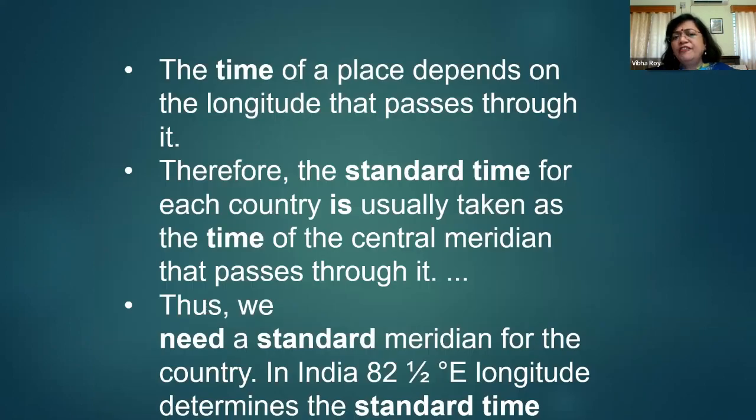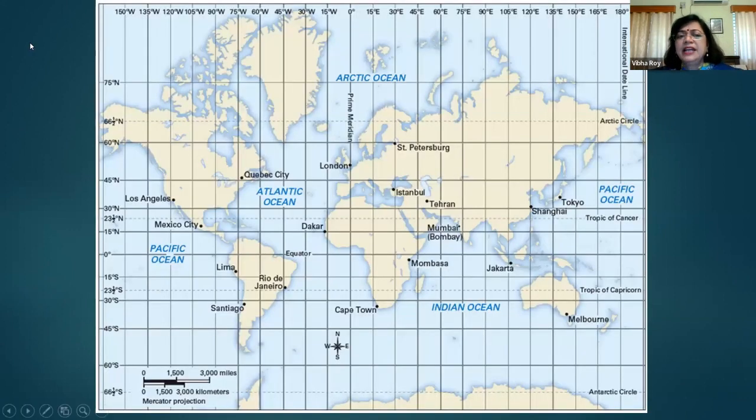The time of a place depends on the longitude that passes through it. Therefore, the standard time for each country is usually taken as the time of the central meridian that passes through it. Now, first we should understand this is 360 degrees, right? 360 degrees means one day, 24 hours. So let us calculate for 1 degree. When you do the mathematical calculation, what type of calculation is it called, unitary?